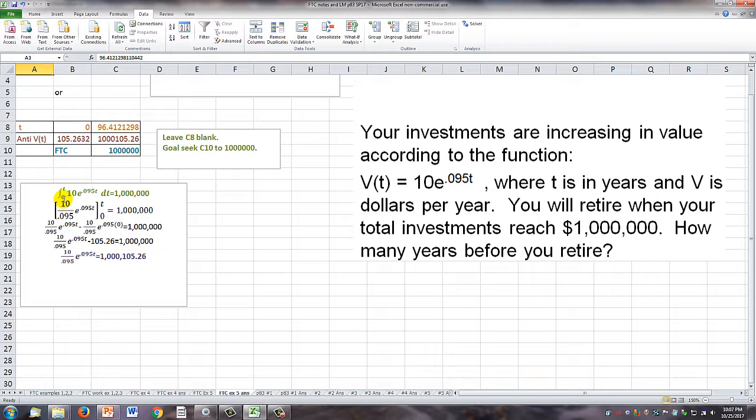And then this way would be to write an algebraic equation, which would be 0 to t, we don't know the upper limit, 10 e to the 0.095t dt equals 1 million. Take the antiderivative and then apply the fundamental theorem of calculus where you put the t in and the 0 in, and you get this equation, add 105, and I stopped, but you could multiply both sides by the reciprocal, take the natural log of both sides, divide by 0.095, and t would equal 96.41. So that one's kind of a tricky one.